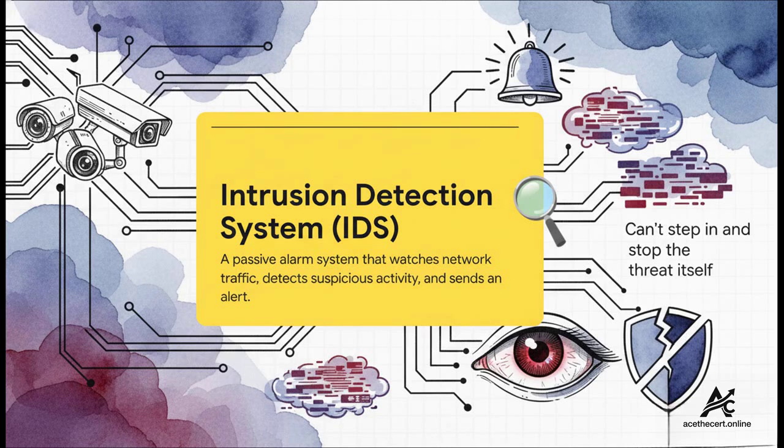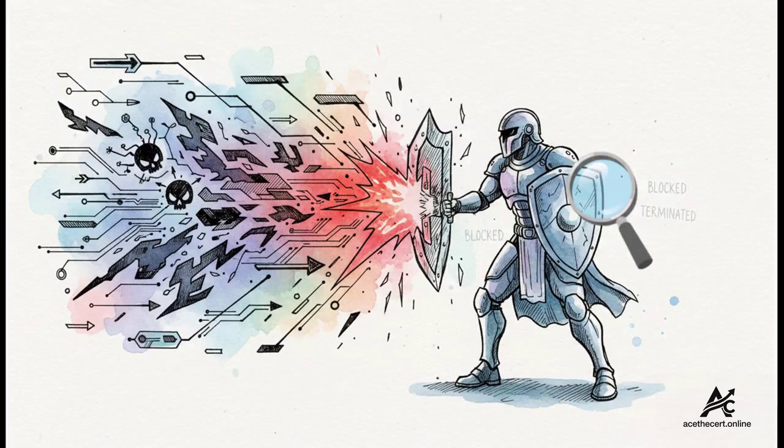If it sees something shady, it sounds an alarm, but just like a camera, it can't actually step in and stop the threat itself. Now, this is where the Intrusion Prevention System, or IPS, comes in. This isn't just a camera. This is our active guard force. It sits inline, which means all the traffic flows directly through it. It sees everything an IDS does, but when it spots a threat, it doesn't just ring a bell. It takes action. It can block malicious traffic on the spot, defending the network in real time.